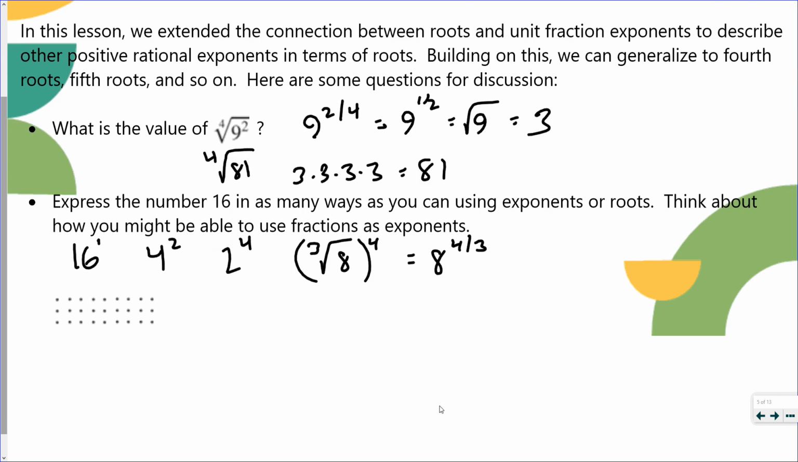All right, what else can you do? Oh, lots of ways, right? 16, so 8 to the 4 thirds, what else? Could you do maybe some power of, let's see, the cube root of 64 squared. 64 to the 2 thirds power, knowing that the cube root of 64 is 4.